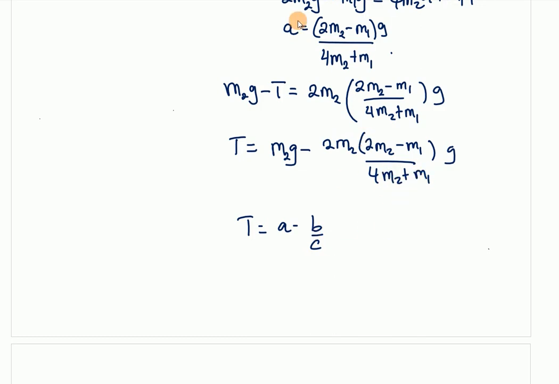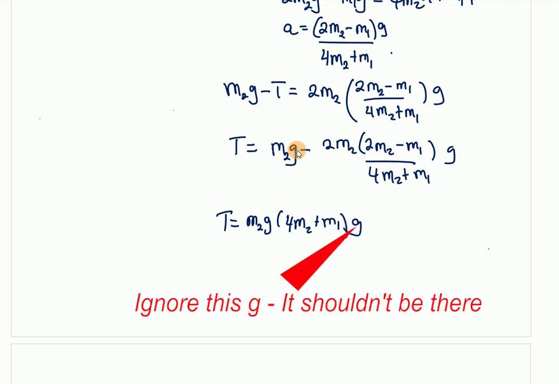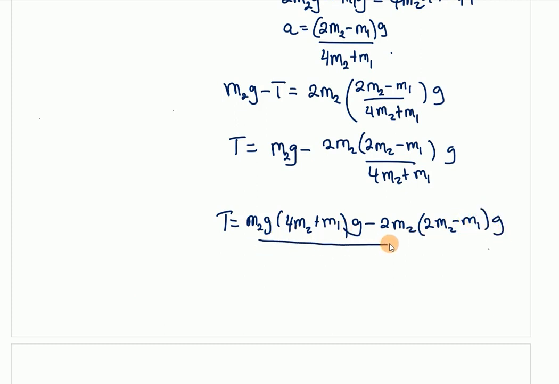So what we are going to do is get the LCM and have that T is equal to this, which is m2g times 4m2 plus m1, there is a g, then minus this, which is 2m2 into 2m2 minus m1 times g, everything over 4m2 plus m1.